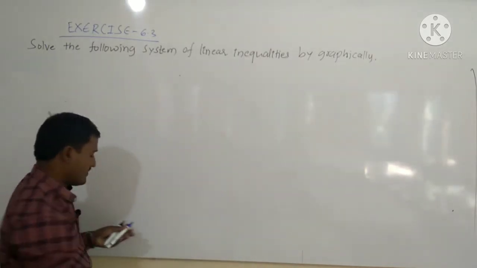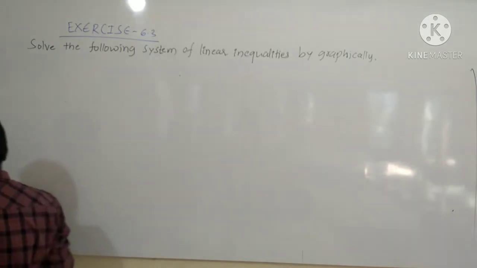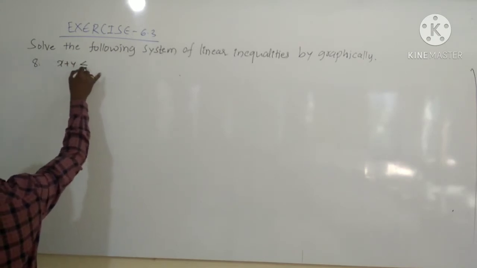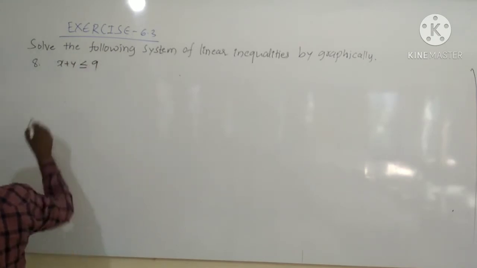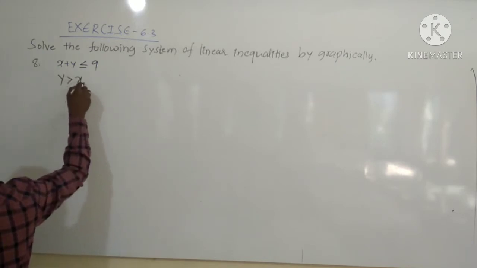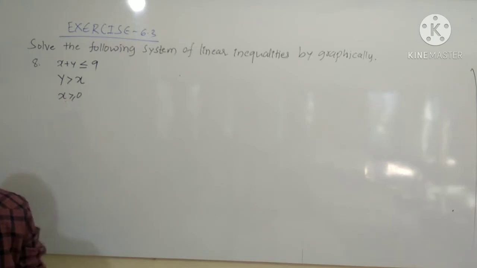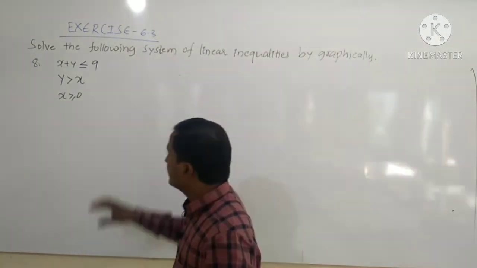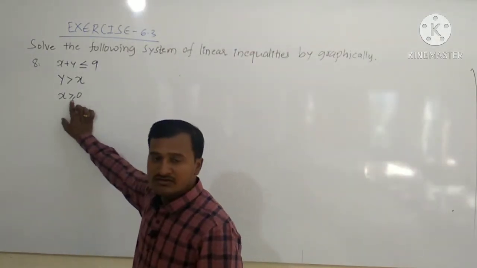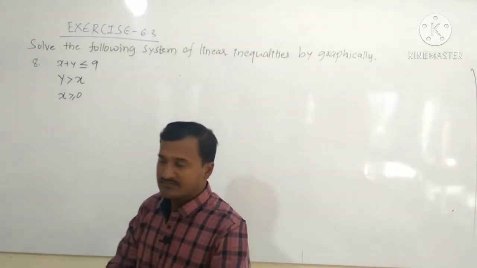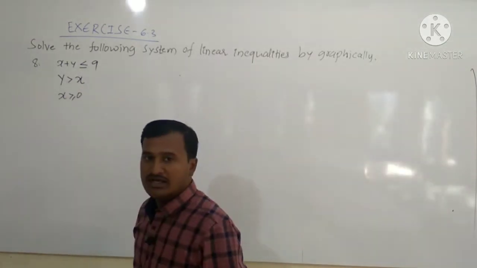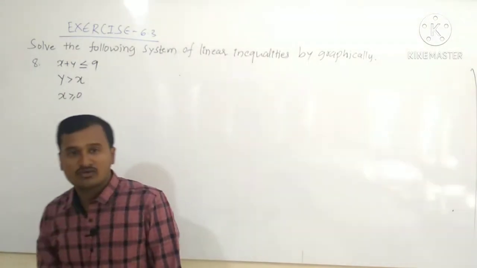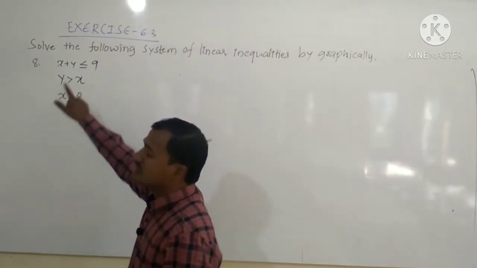Next question is, question number 8: x plus y less than or equal to 9 and here it is y more than x, and they have given x more than or equal to 0. So clearly x more than or equal to 0 means here we should take only the positive x-axis, right? Here it is y more than x. So clearly they have given two inequalities. The first one is x plus y less than or equal to 9. The second one is y more than x.